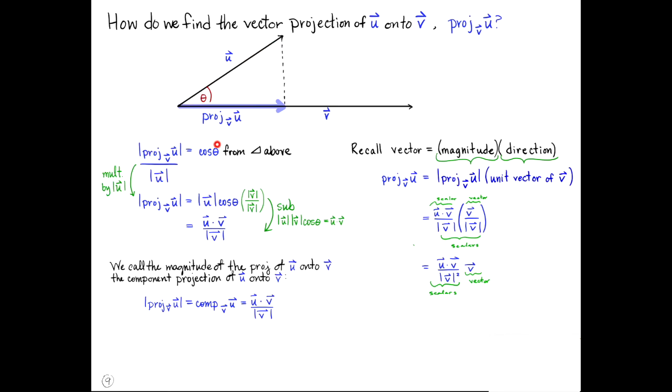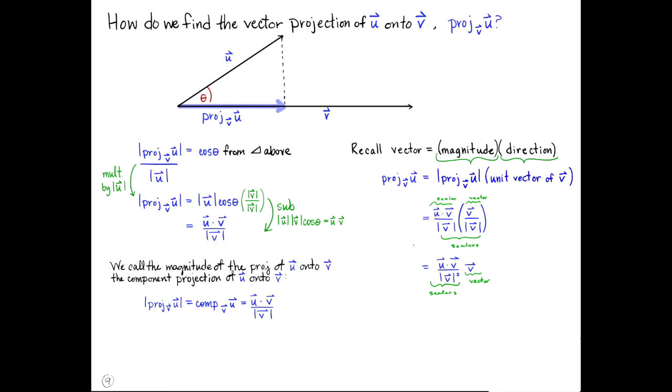Multiplying both sides of our equation through by the magnitude of the vector u, we have that the magnitude of the projection of u onto v is equal to the magnitude of u times cosine theta. Then, doing a little bit of tricky algebra, we multiply by 1, the magnitude of v divided by the magnitude of v. Using our property that the magnitude of u times the magnitude of v times cosine theta is u dot v, we have u dot v over the magnitude of the vector v. We call that the component projection of u onto v.